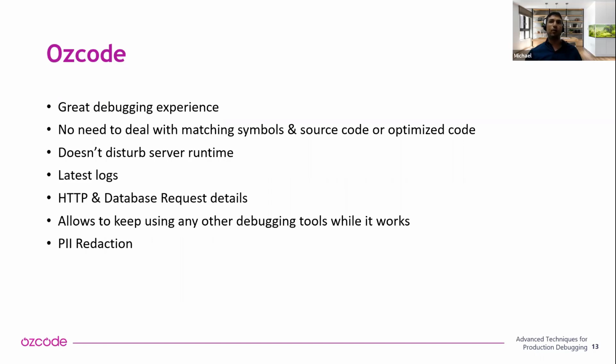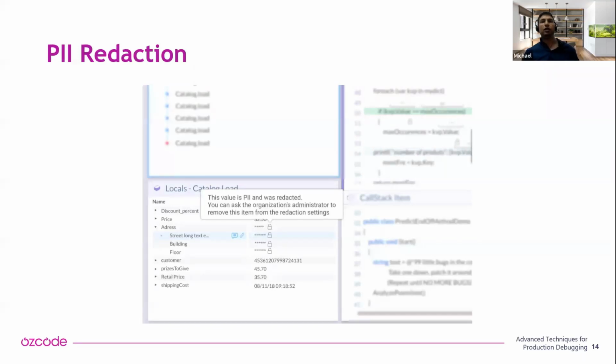PII reduction, that's a big one. I actually didn't show you that, but Ozcode has a feature, and I have a screenshot here, that has an automatic rule set that whenever it sees a credit card or a social security number or password or something like that, it automatically redacts that information. The developer won't be able to see that, and you can add your own rules. For example, if you have a class that's called SecureAccount and you want to redact that, then you can add that class to Ozcode, and Ozcode won't show local variables from that.